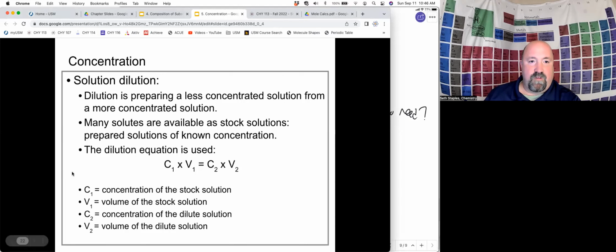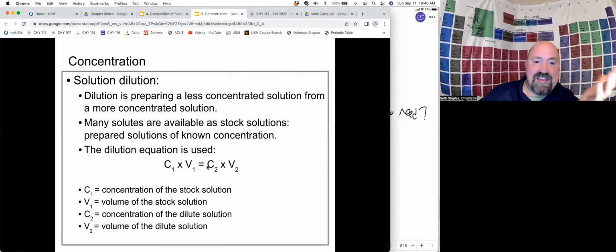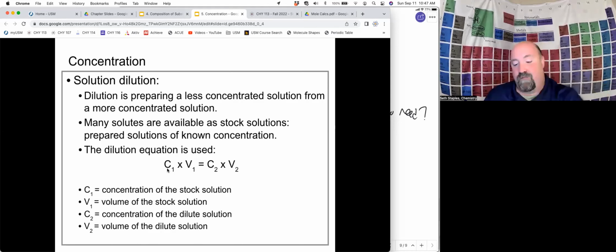About the only thing to mention here: C1V1 equals C2V2. Same exact formula, same exact calculation. The difference is the C as opposed to M. Remember that molarity is just a concentration unit. This dilution equation can be used with any concentration units. You could do this with ppb, ppm, percent mass volume, it doesn't matter. So you might see C1V1 equals C2V2 in various sources that you use. I may use them interchangeably, but remember it's the same basic thing.